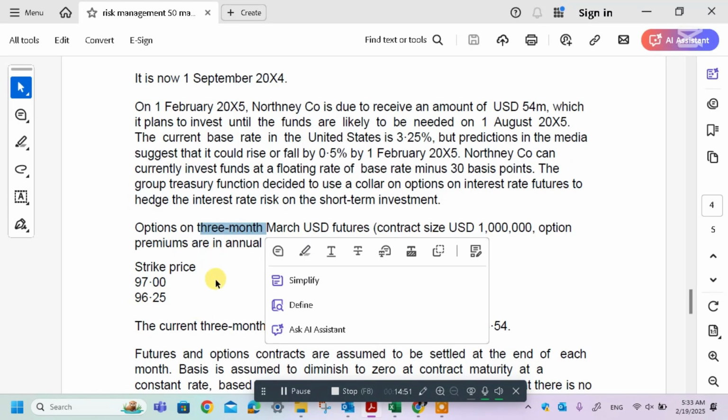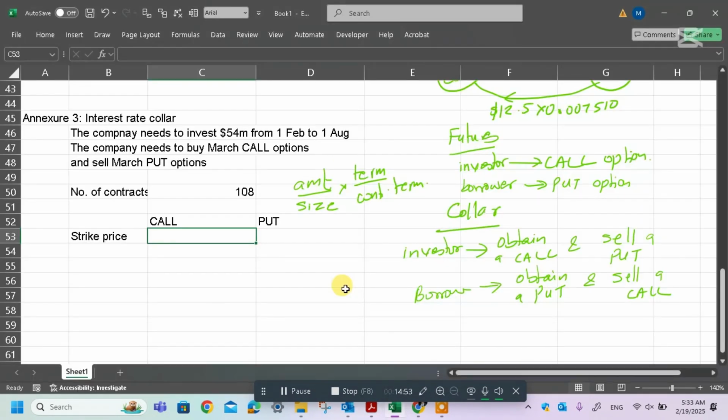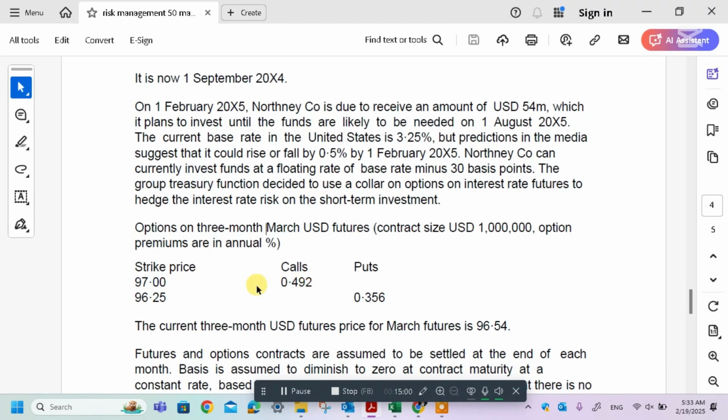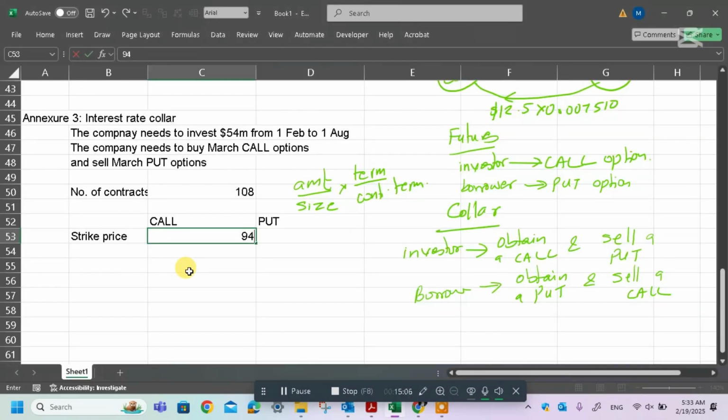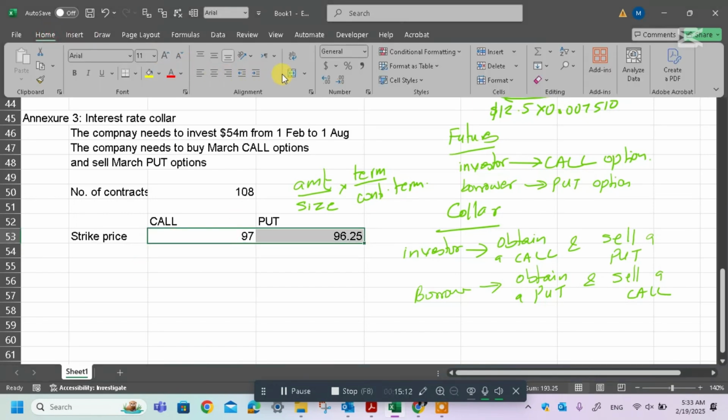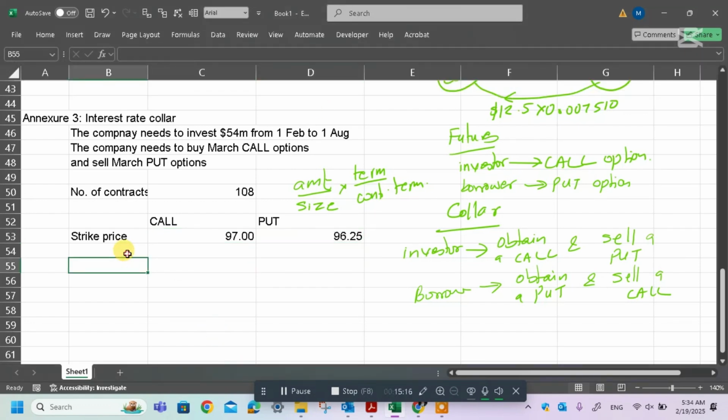Call option, what's the strike price they have given? 0.492? No, those are premiums. Those are premiums. 97.00, 96.25. Call option and put option. Right. And we'll estimate the price on that date.